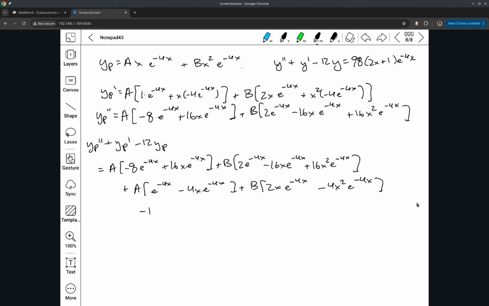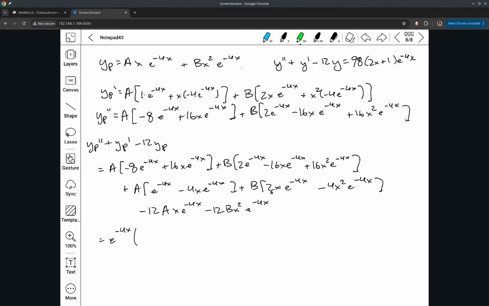Minus my 12 times yp. And I went ahead and distributed that minus 12 to both terms of my yp, just so that I wouldn't have to copy all this down on a whole other line just to do that multiplication. And now I need to group like terms in functions of x. So I need to know my e to minus 4x terms first.